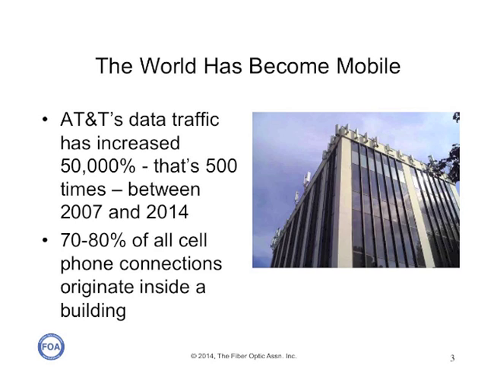Over the last 7 years, AT&T's data traffic on their cellular systems has increased 50,000%. That's 500 times since the introduction of the iPhone in 2007. But 70 to 80% of all cell phone connections originate inside a building.